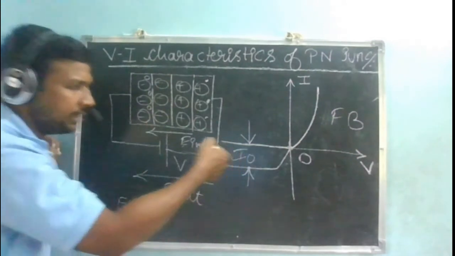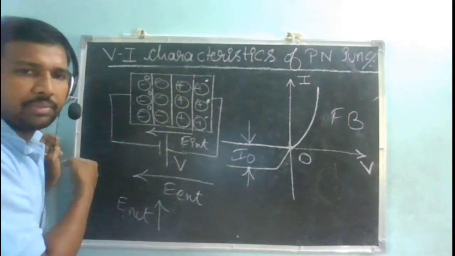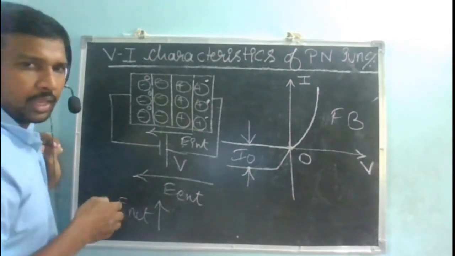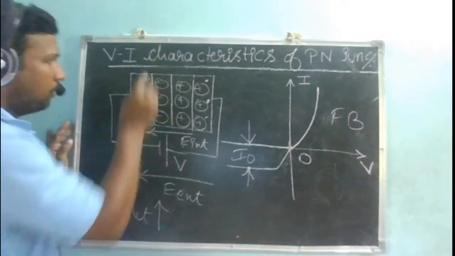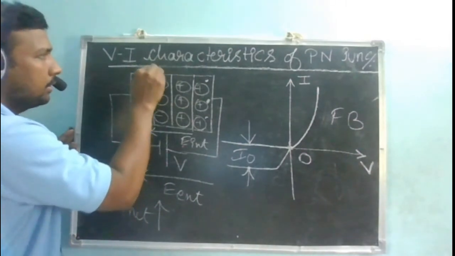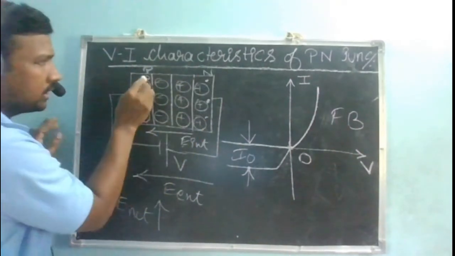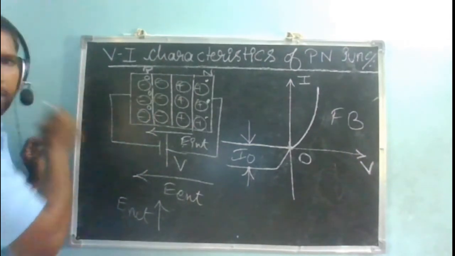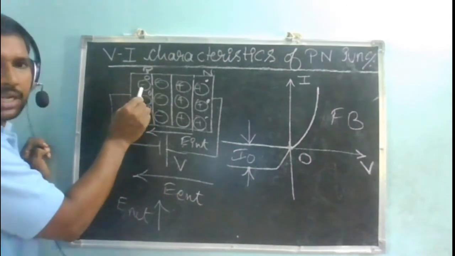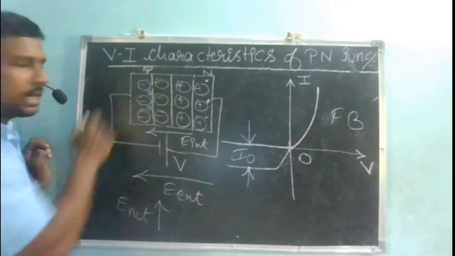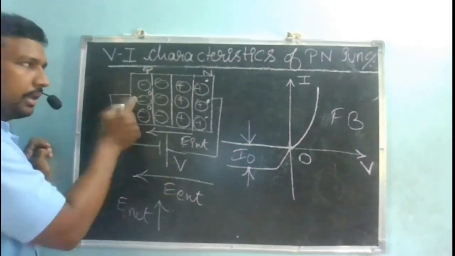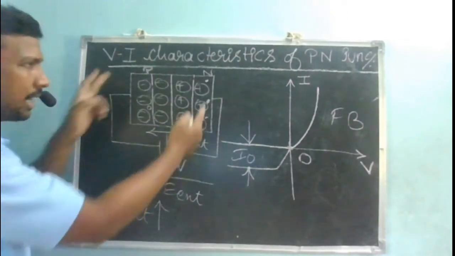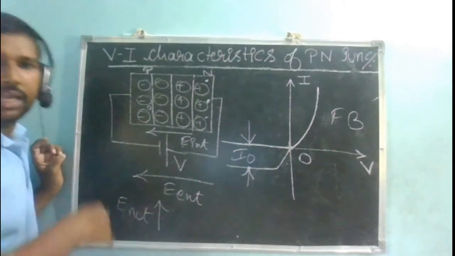So if my electric field is in this direction, in which direction will my holes move? My holes are here. In accordance with the electric field direction, my holes are moving away. If this hole is moving away from this negative charged ion, what is it going to become? Negative charge. So what is happening? My width of the depletion region is going to increase.